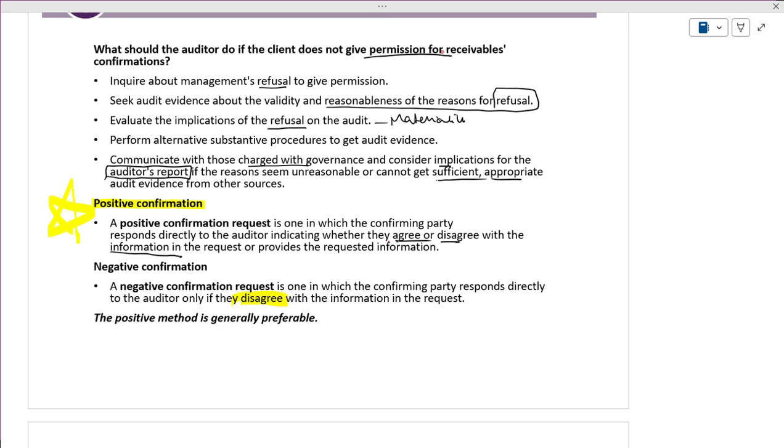In the positive case, the response to the auditor indicates whether they agree or disagree with the information. Positive confirmation means you are agreeing with the balances. Negative confirmation is you are disagreeing with the balances. Very simple, very straightforward. The positive method is generally preferable.